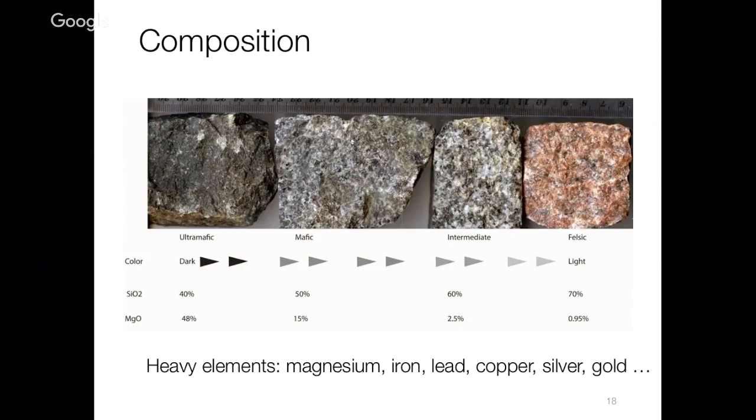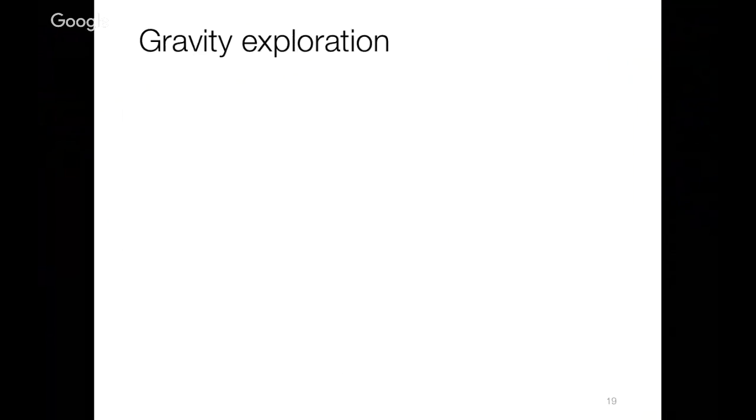So in general, if you look at the composition, you've got ultramafic rocks here, so they're dark and have high silicon. And as you go to lighter rocks, more felsic, you end up with lower density. So you've got a suite of densities for particular kinds of rocks.